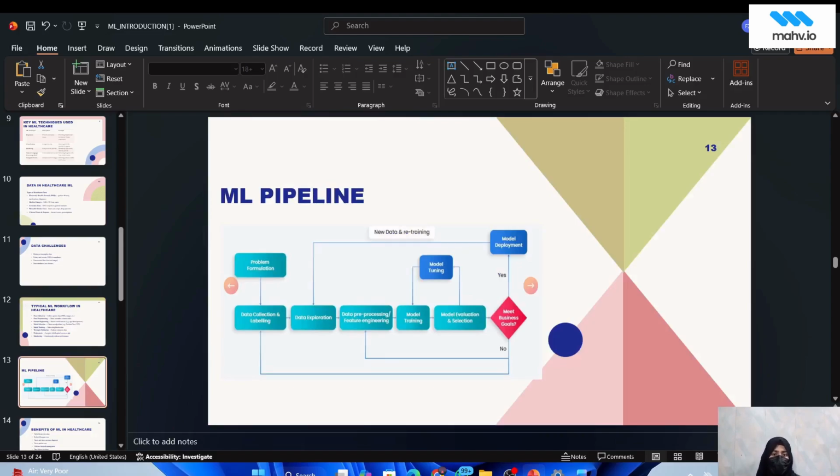So there is also a diagram of the ML pipeline. First of all, what is your problem? For example, our problem is heart disease prediction or anything else. And then we collect the data, we explore that, and then data pre-processing, and then model training, model evaluation, and then we see whether it meets our business goals or not. If yes, we deploy our model. If not, we go back to data pre-processing. So just like that, the whole pipeline will occur.